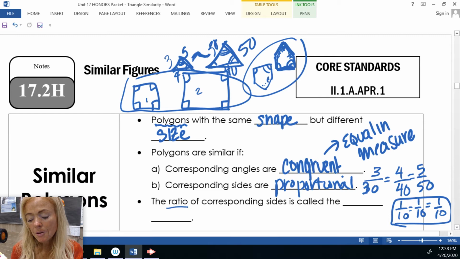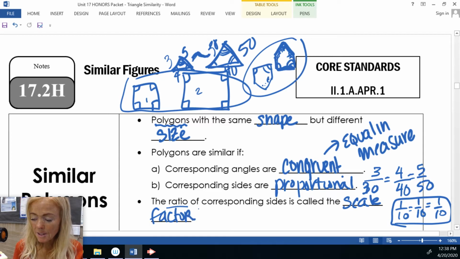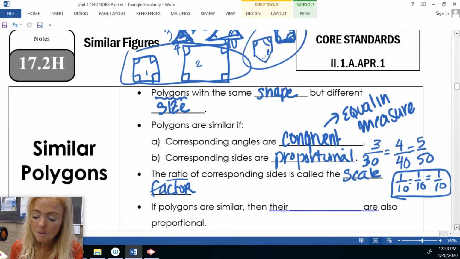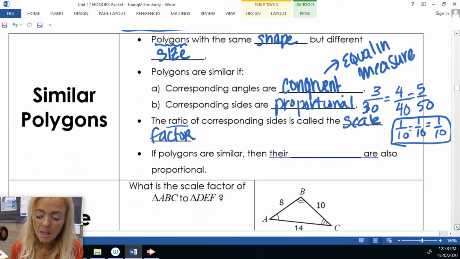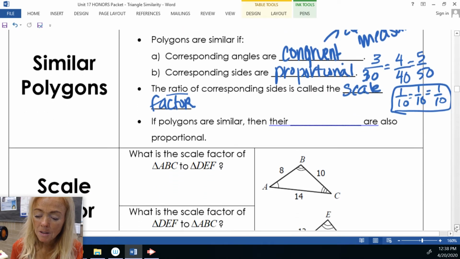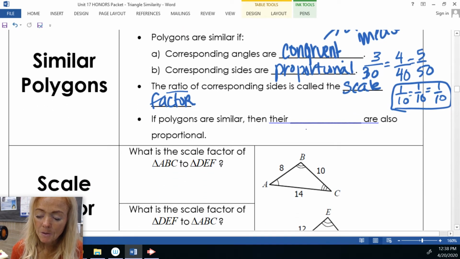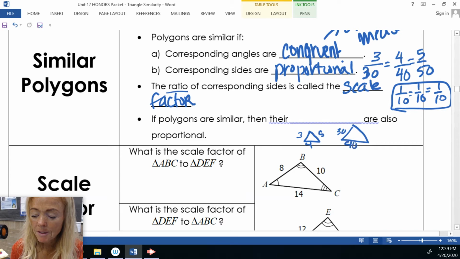The ratio of the corresponding sides is called the scale factor. And that is very important. That's what we're going to be dealing with for the remainder of our lesson: the scale factor and the corresponding sides and the proportional aspects of that. If polygons are similar, oddly enough, so if I know this triangle and this triangle are similar, and I know 3, 4, 5, and 30, 40, 50, their perimeter here, 3 plus 5 plus 4 is 12.